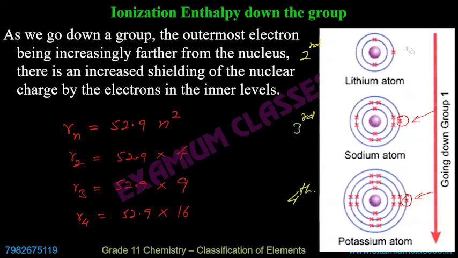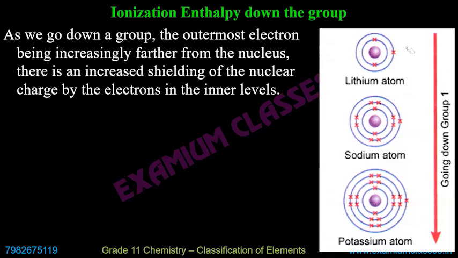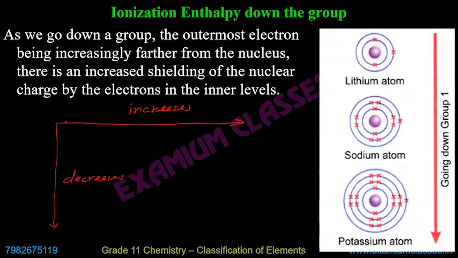Now there is some common phenomenon which you will remember. Most of the times, if anything increases across period, it will decrease down the group. If it decreases across period, it will increase down the group. And there is a table there I will show you. So ionization enthalpy increases across the period, it decreases down the group. That trend will be followed in almost all the properties.